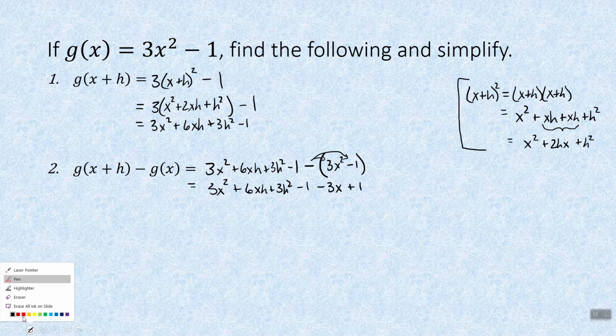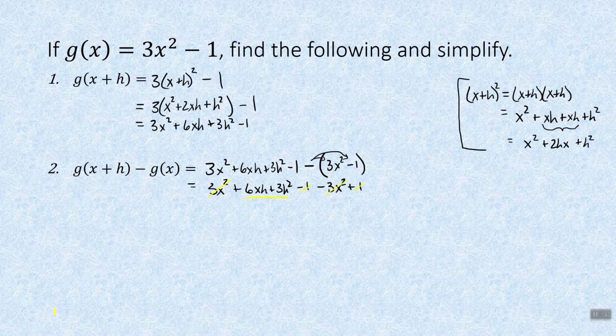Check this out. I'll use yellow. Oh, I wrote something wrong, so I have to fix that first. This is 3x squared. Always pay attention as you write. If you get in too big of a hurry like I just did, it's so easy to make mistakes. But this 3x squared and this 3x squared cancel each other out. This negative 1 and this plus 1, they cancel each other out. Notice everything we're left with has an h in it.